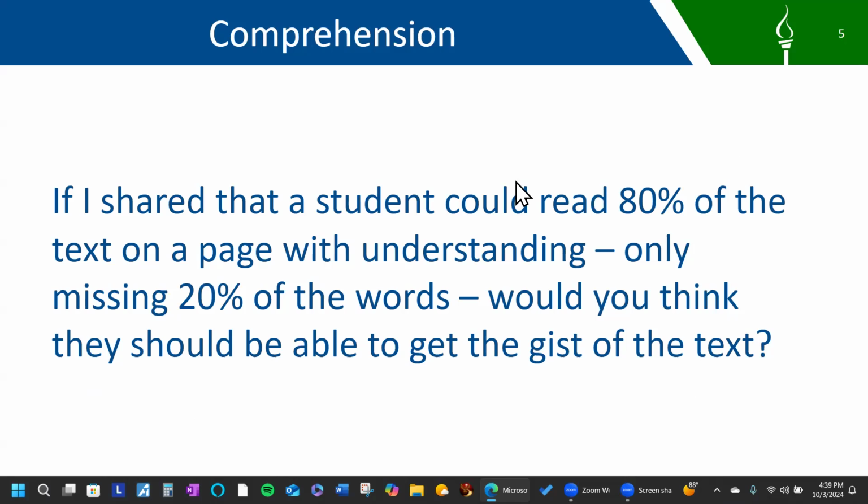No, they wouldn't be able to get the gist of the text with only understanding 80%. So we have a no. Anyone disagree with that? It depends on the vocabulary they were comprehending. And this person says, I think they will. Okay, well, let's look into that a little bit more deeply.